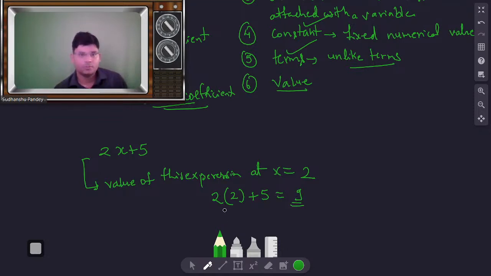Alright. So how many values can we choose? We can choose infinite values. So 2x plus 5 is an expression with infinite values. Are you getting it? Yes, sir. So you understood value as well. Now, it is value, not values. Values are a different thing.